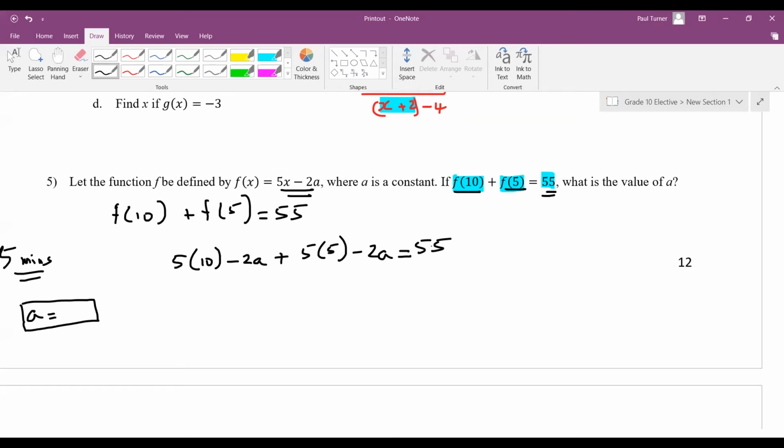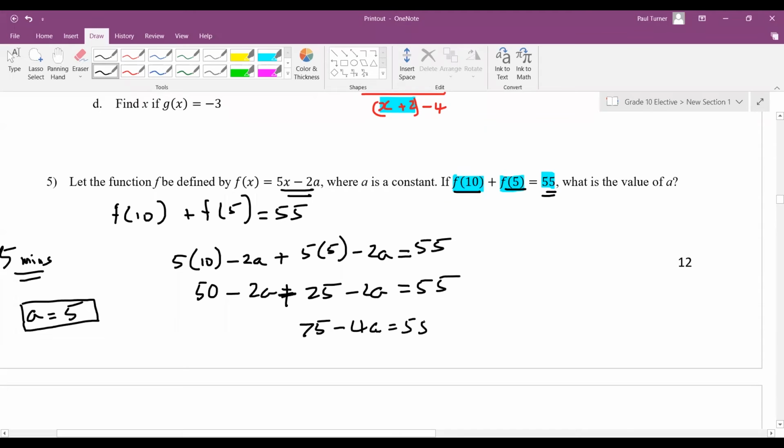Any answer yet? 5. Yeah, 5. So you should get 5. So what do you get? 5 times 10 is 50 minus 2a plus 25 minus 2a equals 55. So I ended up with 75 minus 4a equals 55. And I ended up with 4a equals 20 and a equals 5. I'm just copying from my answer key because I'm not bothered to do it again. So yeah, you should get a equals 5.